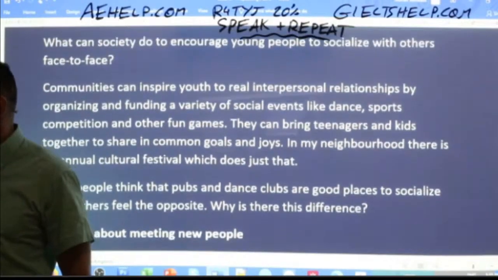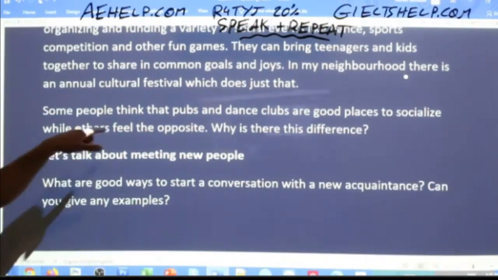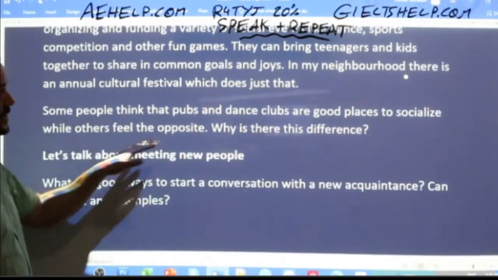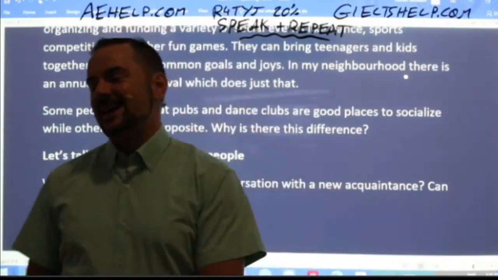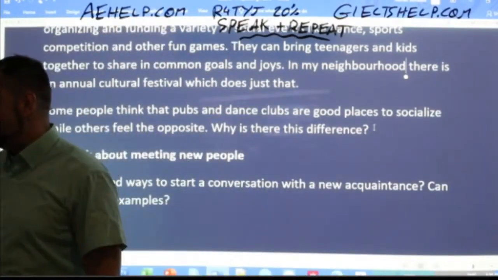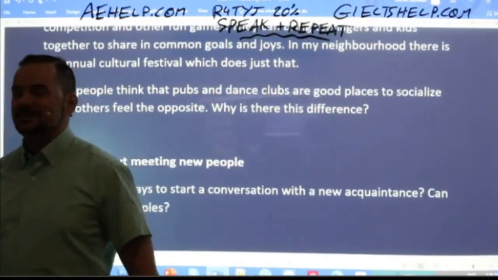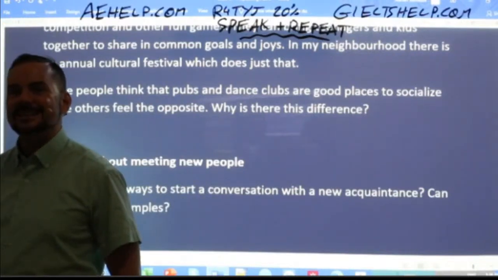Here we go with the next question. Some people think that pubs and dance clubs are good places to socialize, while others feel the opposite. Why is there this difference? All right, so now we're getting into it. We had this idea come up for part 2 as well, pubs and dance clubs. So some people think that pubs and dance clubs are good places to socialize, while others feel the opposite. Why is there this difference? Okay, let's see what you come up with.